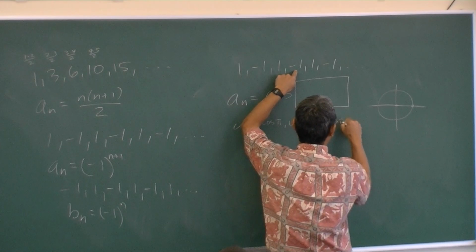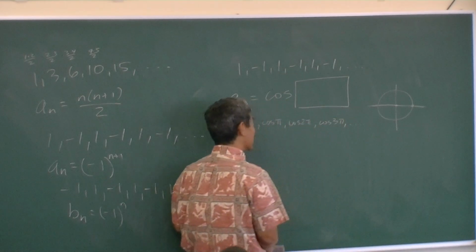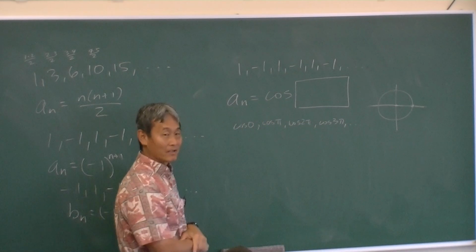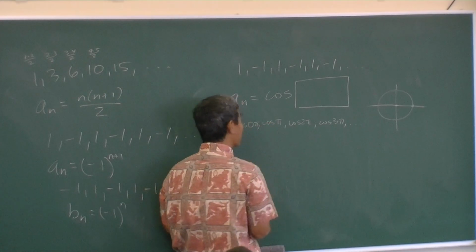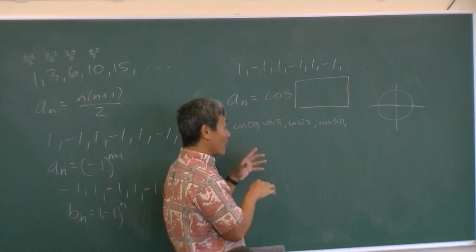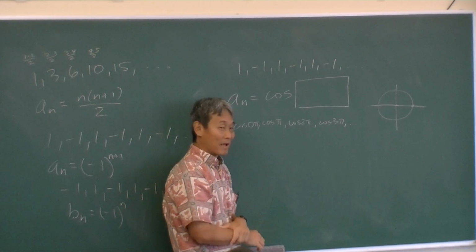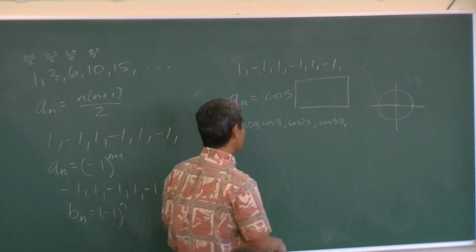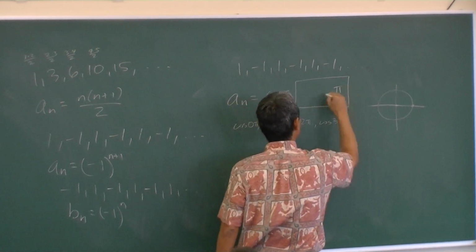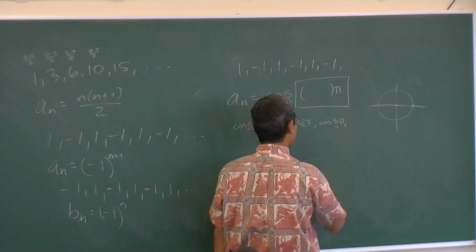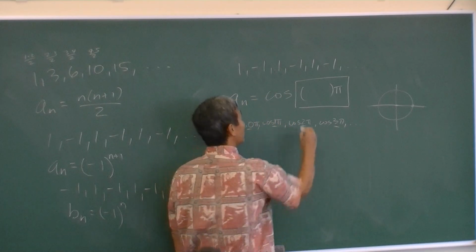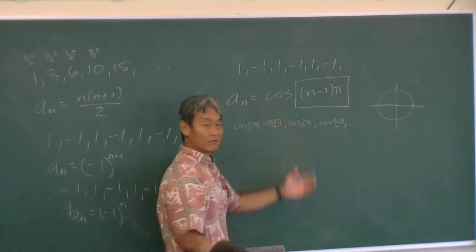cosine 3 pi, dot dot dot. Is there a pattern to this, or are these just random? Maybe if you put the pi there, it'll make it easier. 0 pi, 1 pi, 2 pi, 3 pi. Is there a pattern? You bet there's a pattern. So basically, all you have to do is generate the numbers 0, 1, 2, 3. How do you generate the numbers 0, 1, 2, 3? n minus 1. There you go.